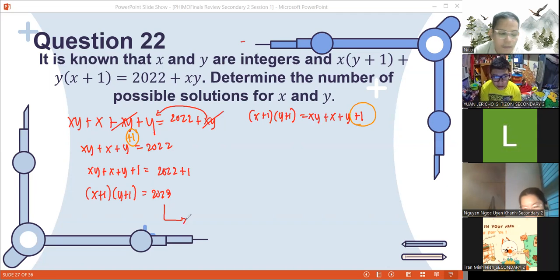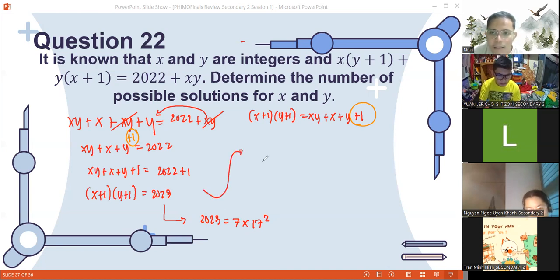Now, this year is 2023, so you need to remember the factors of 2023, 2024, 2022, 2021, and 2020. Your 2023 is 7 times 17 squared. This is expected that you already know. So in that case, we have x plus 1, y plus 1 equal to 7 times 17 squared. Now, we just need to get the number of factors, right?